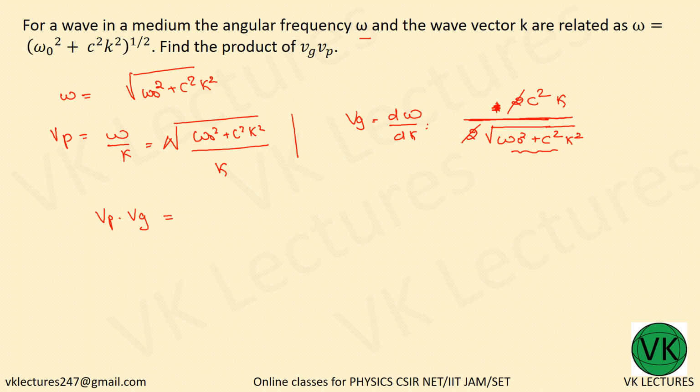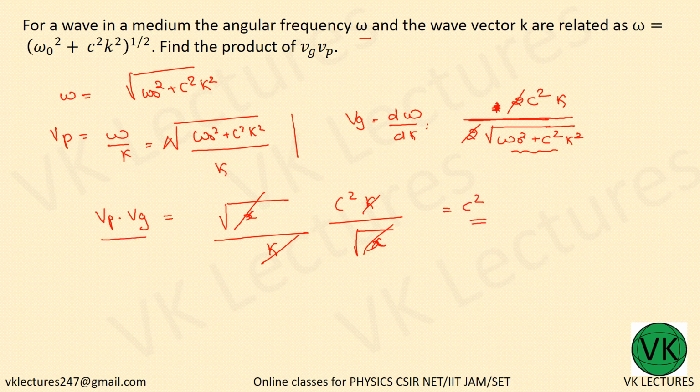So root of some x divided by k, into c square k divided by root of some x. So x gets cancelled, k gets cancelled, and it gives you c square. Now Vg into Vp is c square, so you can almost write that it is a relativistic particle, if they have asked about this.